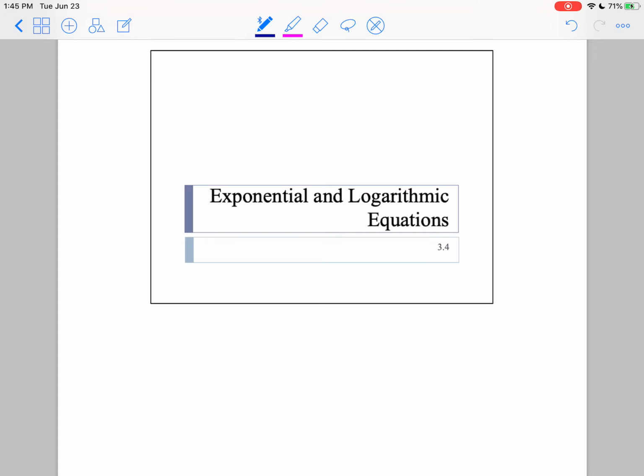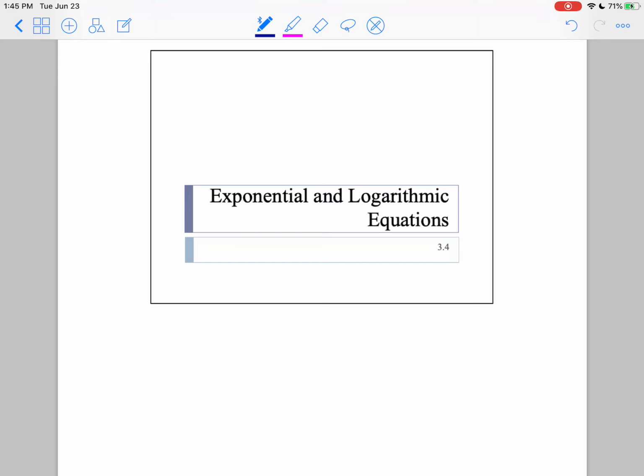Hey everybody, John here. In this lecture, we're going to talk about solving exponential and logarithmic equations. We're going to use logarithms to help us solve exponential equations, and we're going to use exponential ideas to help us solve logarithmic equations, along with some of the properties of logarithms.